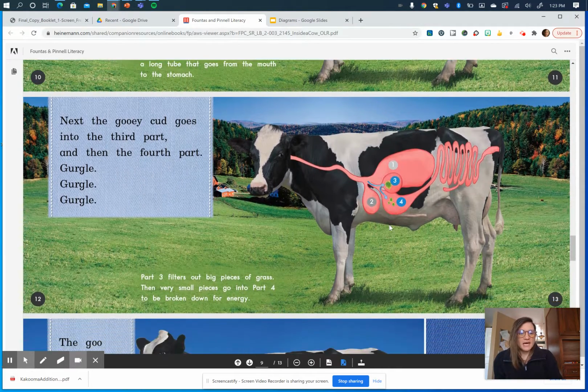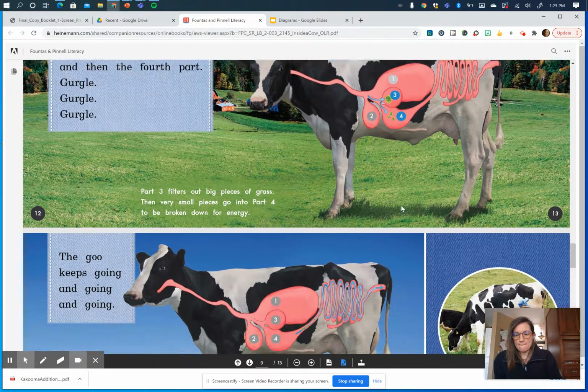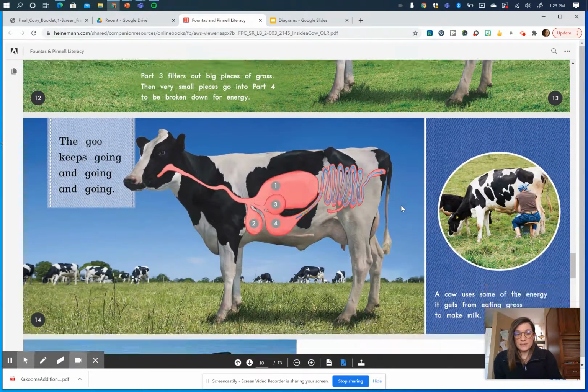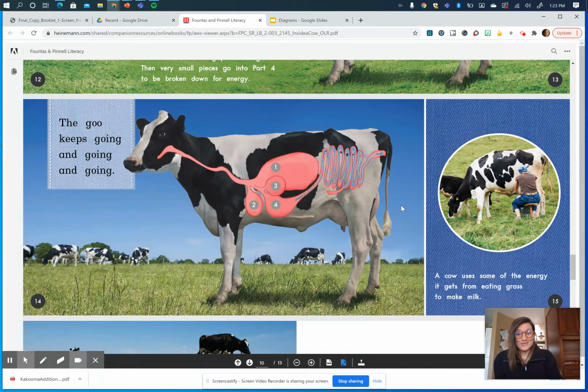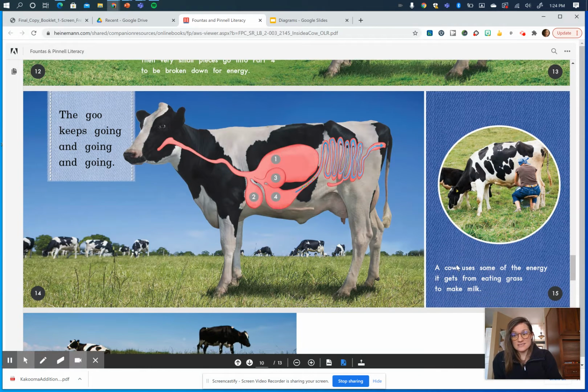Next, the gooey cud goes into the 3rd part, and then the 4th part, gurgle, gurgle, gurgle. So it goes here and then here. Part 3 filters out big pieces of grass. Then very small pieces go into part 4 to be broken down for energy. The goo keeps going and going and going. A cow uses some of the energy it gets from eating grass to make milk.